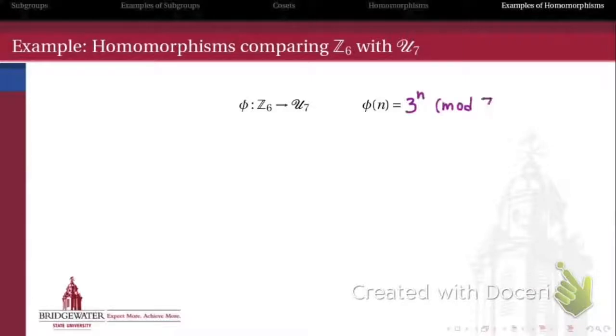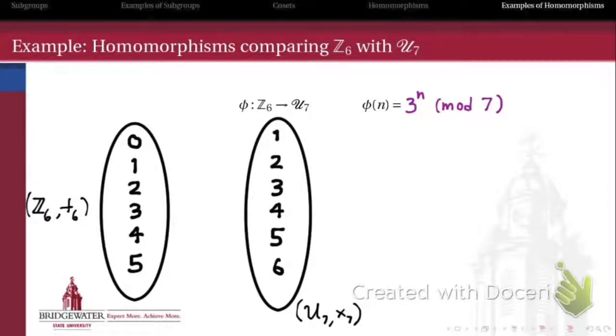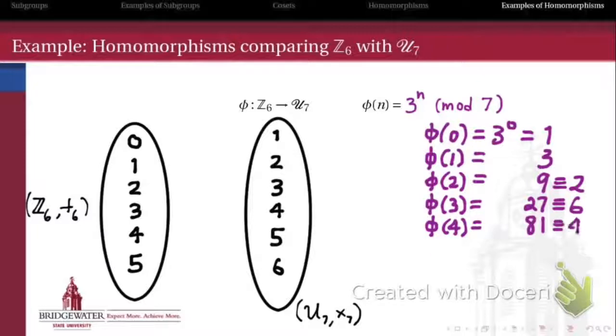So we've got to try a little bit harder. Here's another example. Suppose I take 3 and raise it to the power n, and that's going to be my function from Z6 to U7 this time. Just to draw out where everything goes: phi of 0, that's 3 to the 0, is 1. Phi of 1 is 3. Phi of 2 is 9, which is congruent to 2. Phi of 3 is 6. Phi of 4 is 4. Phi of 5 is 5. So we can draw that in just by drawing arrows here to visualize this function from Z6 to U7.